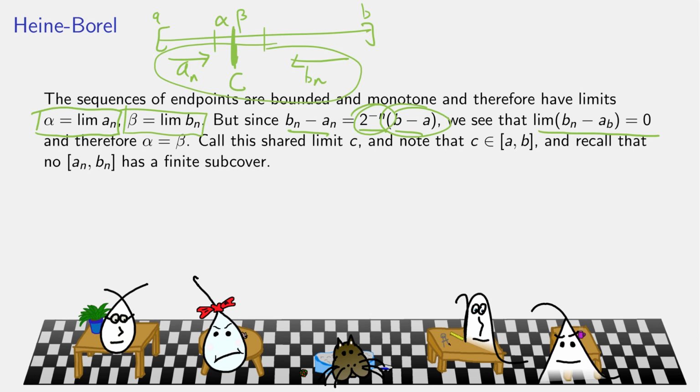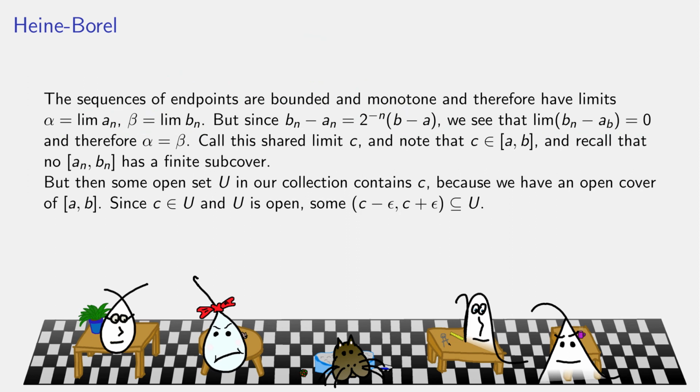It must be in the original interval, and also the AN BNs were chosen so that those intervals never had a finite subcover. But remember that we have an open cover of the interval from A to B, and C is in that interval, so it must belong to one of these open sets. But what do open sets have? They have wiggle room. So there's got to be an open interval C minus epsilon to C plus epsilon in one particular element of our open cover that we're just calling U.